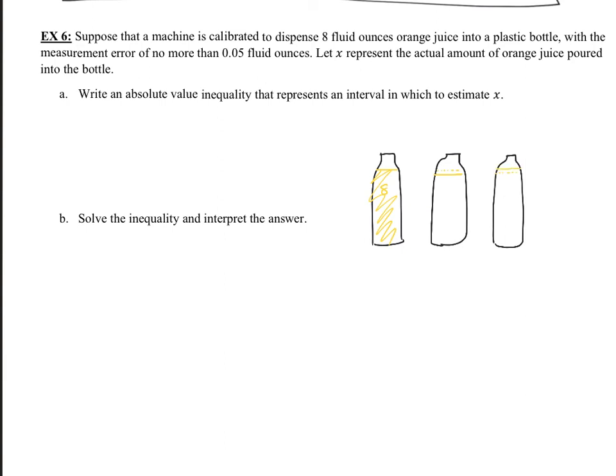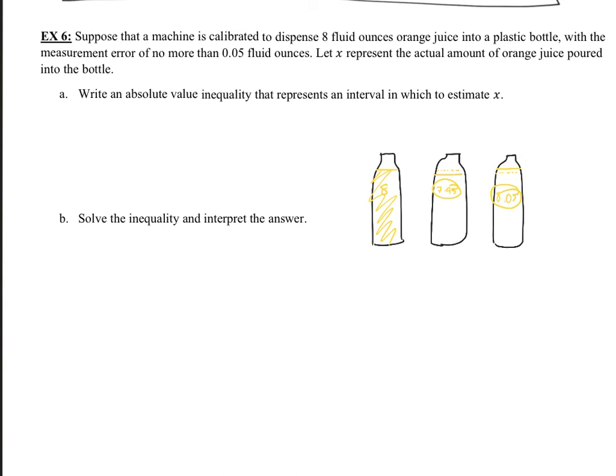What's the most it could be less than? Well, the most it could be less than would be 8 minus 0.05, which would be 7.95. And what's the most it could be? Well, it'd be 8 plus 0.05, which would just be 8.05. So that's what it's saying. It has this range, and then it could be any other value in between these two. But that's the smallest amount it could be, and that's the maximum amount it could be. So this is just a drawing.